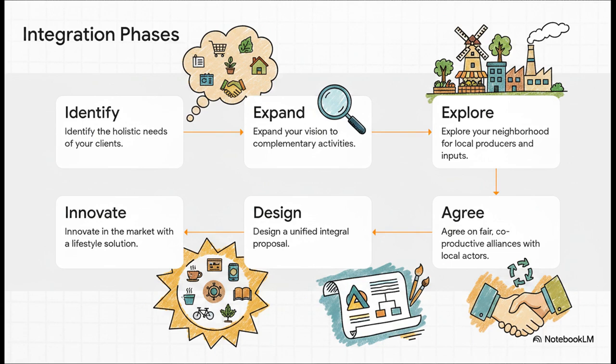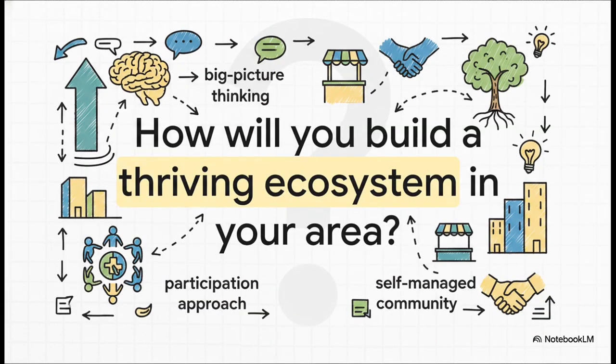We've dug through the theory and we've literally seen the proof in action. By blending that strategic, big picture thinking with a grassroots participatory approach, you can create something phenomenal. So I want to leave you with a final provocative thought to take away from this explainer today. Look around your own community. How will you apply this co-productive culture to build a thriving, self-managed ecosystem right in your own neighborhood? Honestly, the untapped collaborative potential is sitting right outside your door.